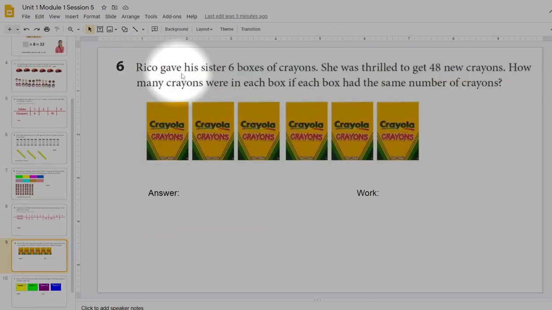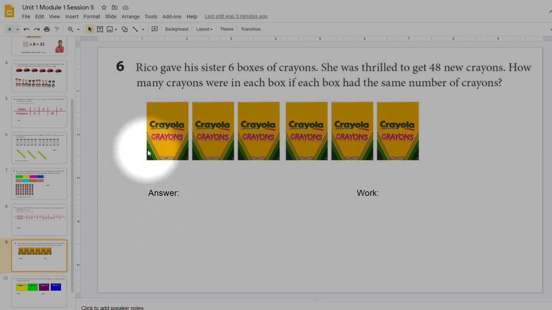Number 6, Rico gave his sister 6 boxes of crayons. She was thrilled to get the new crayons. How many crayons were in each box if they had the same number of crayons? So she was thrilled to get the 48 crayons. Okay, and then he has 6 boxes. He gave her 6 boxes, and if you dump all those out, you get 48 crayons. So how many were in each box if they were the same in each box?